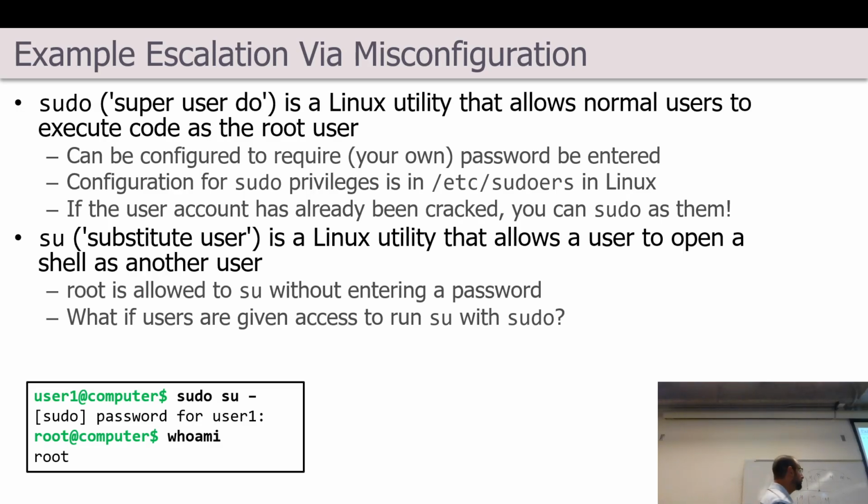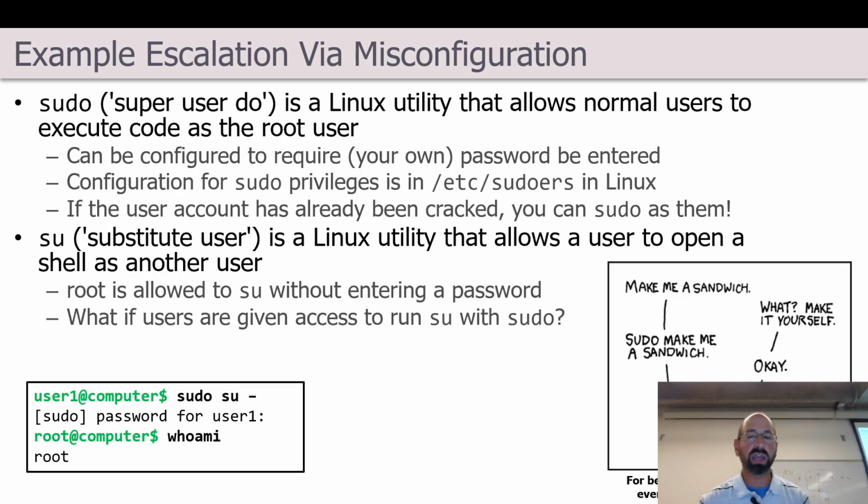The root user is allowed to enter su without entering a password. But if by default a user is given access to run substitute user with sudo commands, then that effectively allows your user to become root, allows your user to have all the potential permissions on the machine. That could be thought of as a misconfiguration, or it's intentionally by design, and it turns out you have to be very careful which users, which services you give the authority to run commands with either super user do, or just be able to run the su command to change which user we have here.